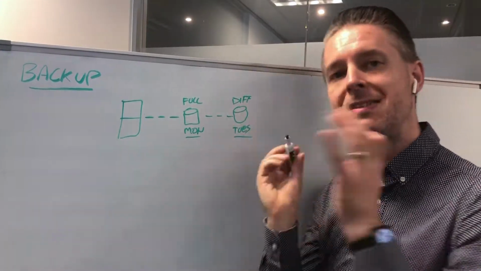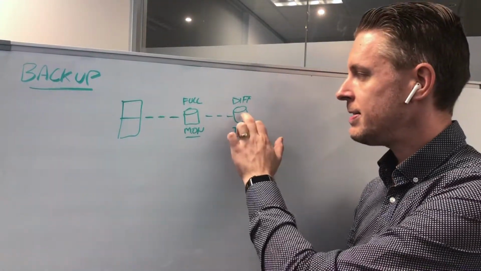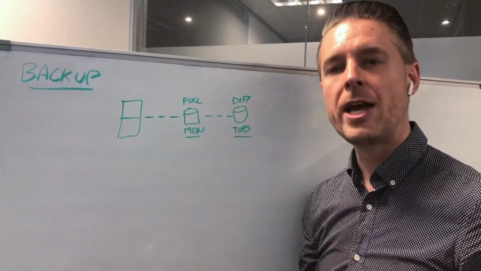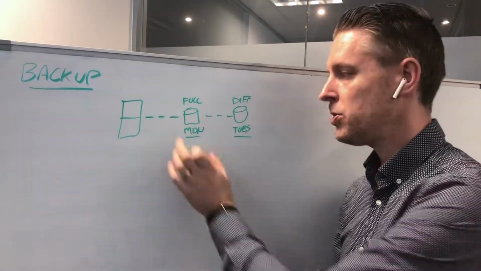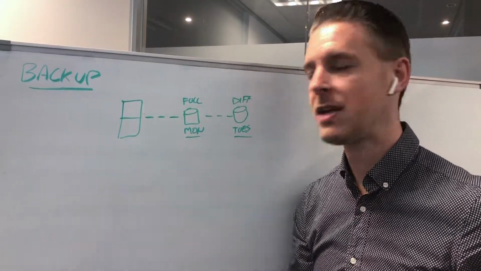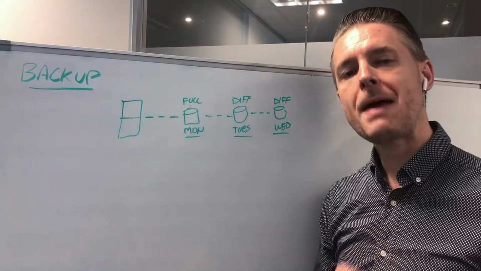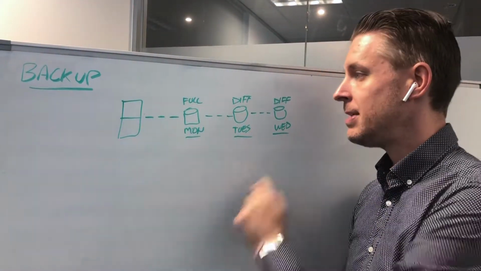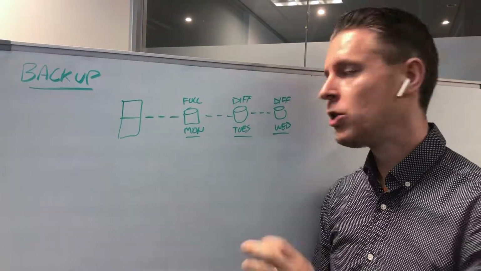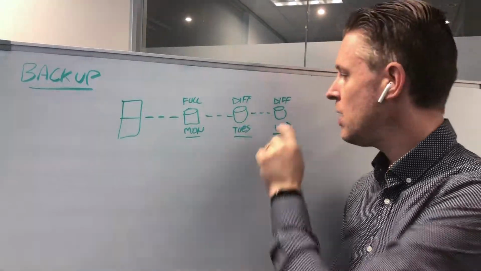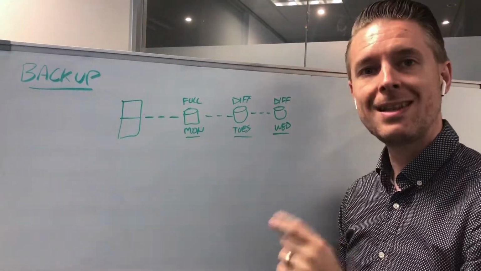This is now going to be similar to an incremental in the sense that the differential will only back up the changes made since the last full, because the full already has all those other files covered. My next differential will now only back up the changes made since the last full. Remember, in the incremental, it references the last incremental. The differential references the last full.